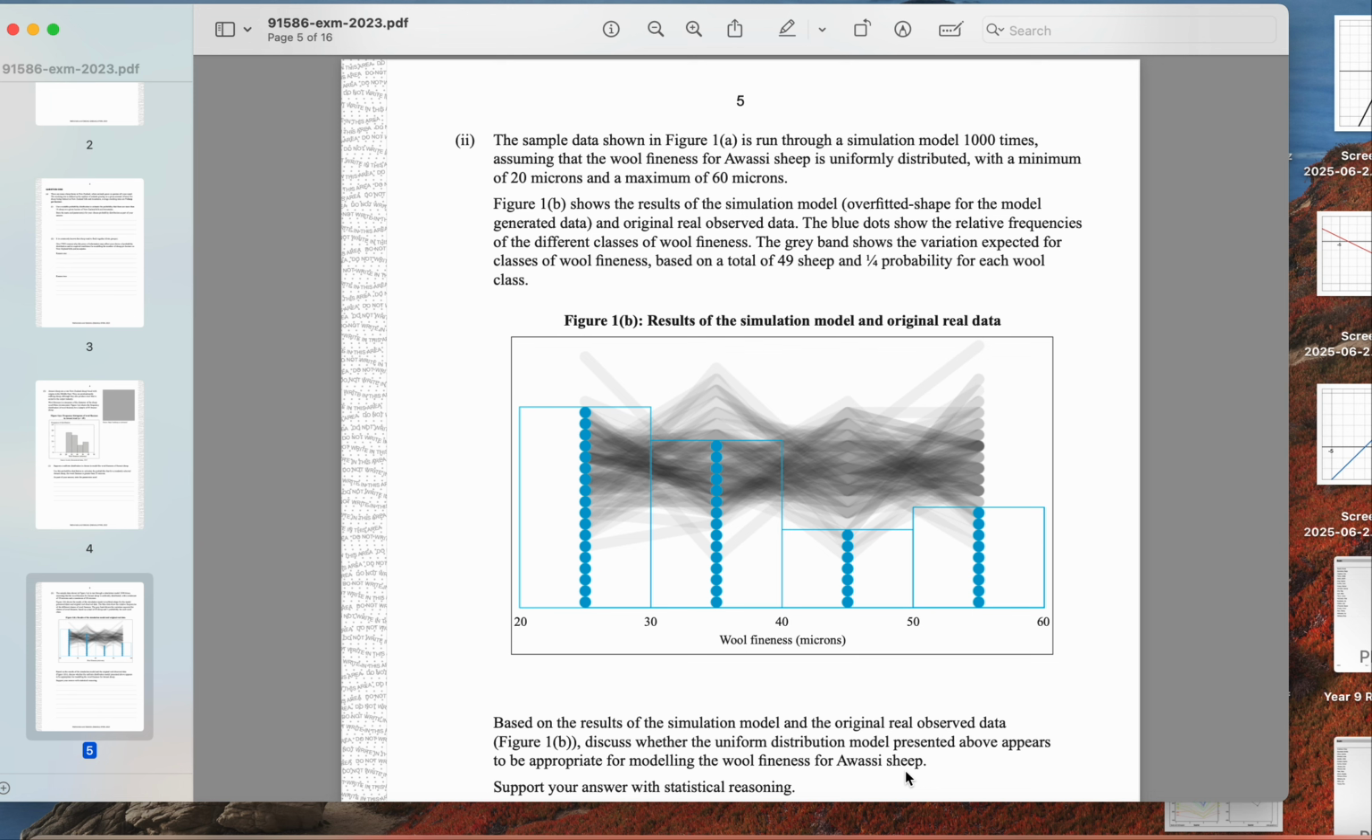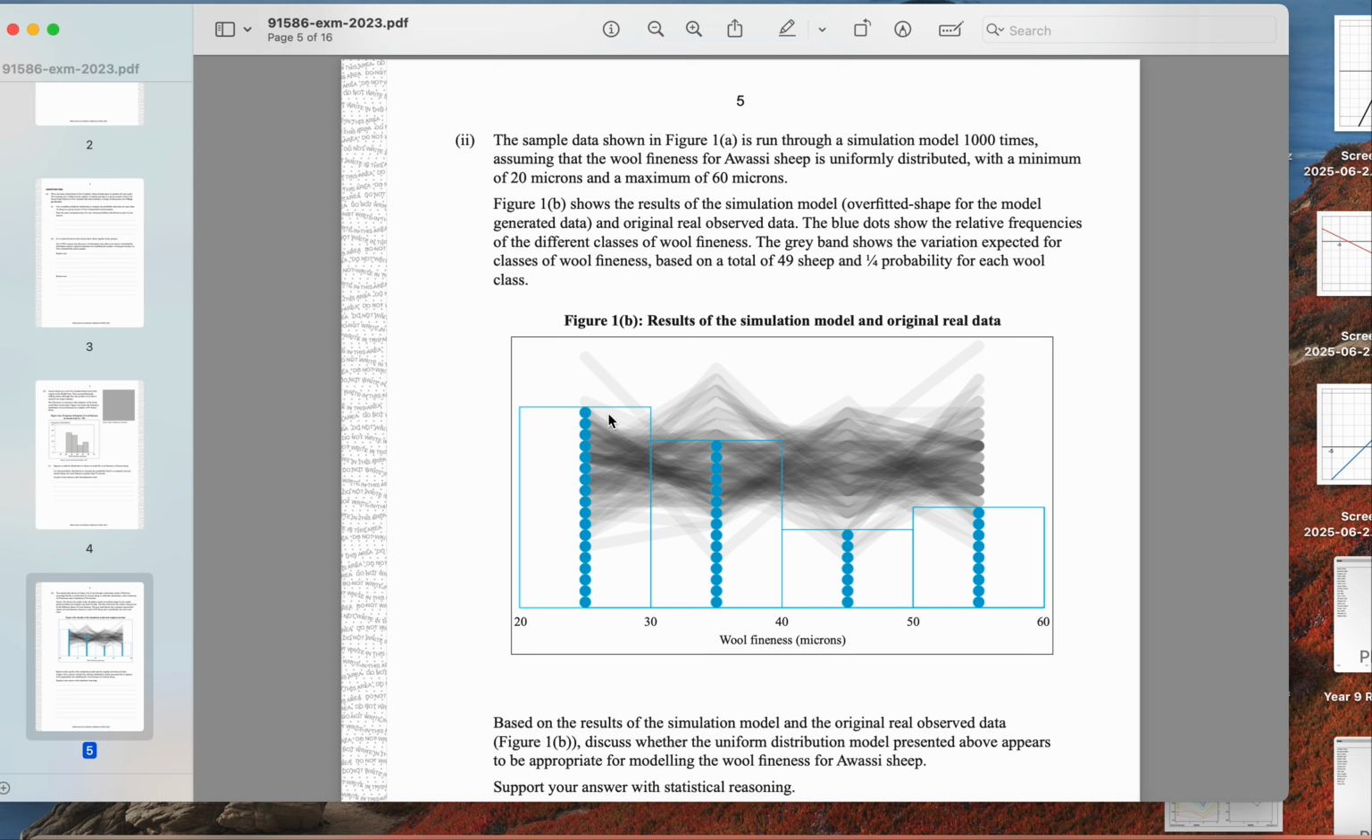Just going to look at a new type of question that came in, dealing with simulations. You can stop the recording and have a read of the situation, but it's about the fineness of wool, and it's based on sheep, Awasi sheep in fact. The assumption is that their fineness is uniform, but they've taken a sample. The sample is in blue.